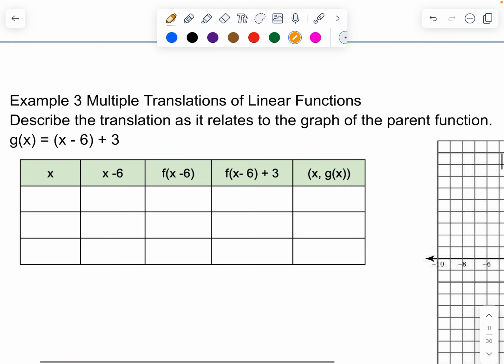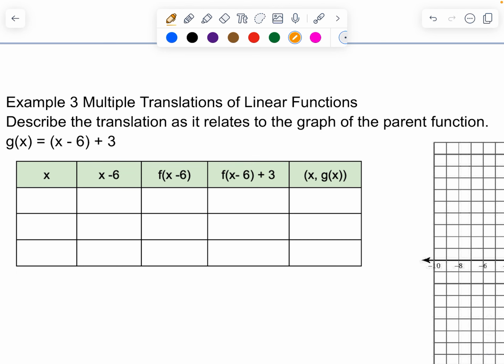Okay, so now we're going to have multiple things going on. Whatever is happening inside the parentheses is happening to the x. Whatever is on the outside of the parentheses is what's happening to the y. Okay. So right now, -2, 0, 1.